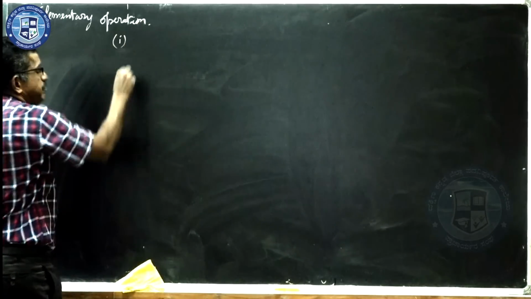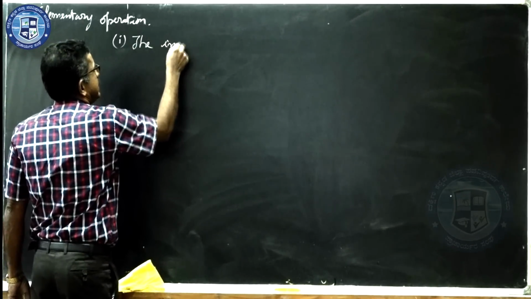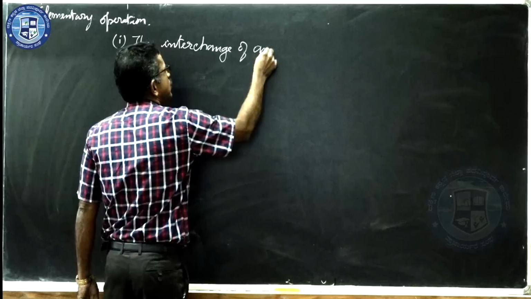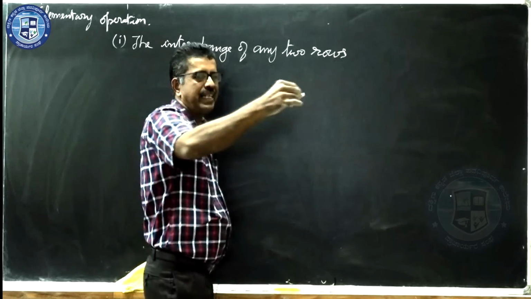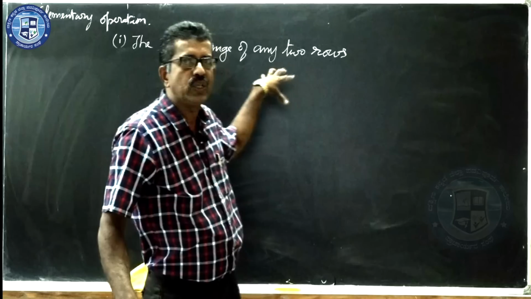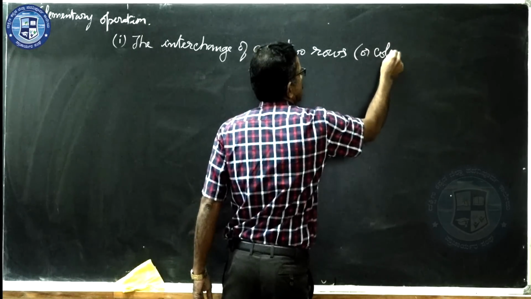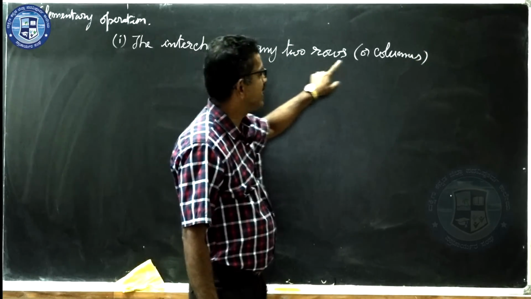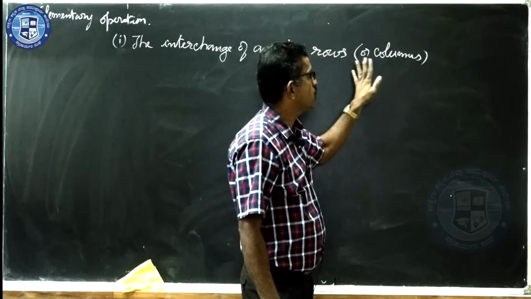Elementary operation number 1 is the interchange of any 2 rows. So basically, interchanging any 2 rows is one of the operations. Similarly, you can interchange any 2 columns. So instead of rows, you may have columns also. Interchanging any 2 rows is one elementary operation. Interchanging any 2 columns is the other elementary operation. Interchange of any 2 rows or columns.